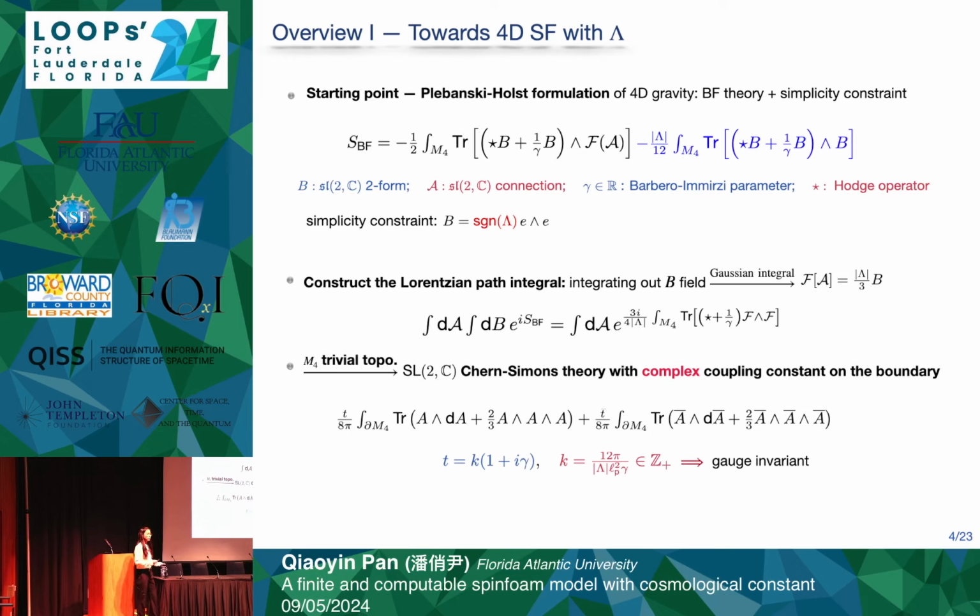The gauge group of the Chern-Simons theory is SL(2,C), and the coupling constant of the Chern-Simons theory is complex, denoted by t and t bar here. By requiring the path integral to be gauge invariant, the real part of this coupling constant has to be an integer. This real part, denoted by k here, encodes the value of lambda, the Planck length, and the Barbero-Immirzi parameter. Here we just choose it to be a positive integer for simplicity.